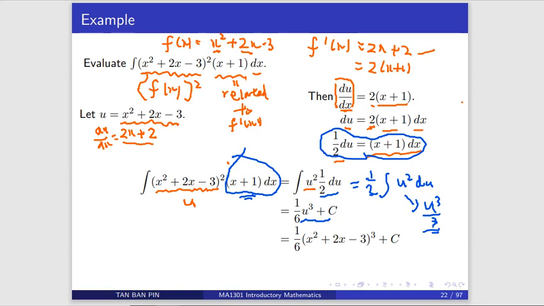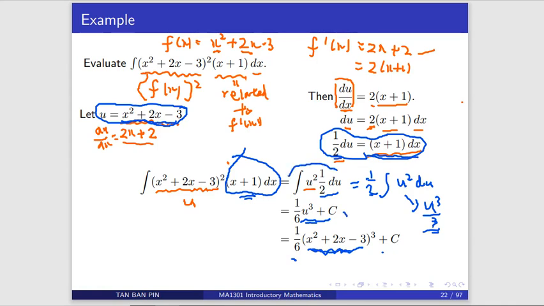And finally, you just replace u back by x squared plus 2x minus 3. Remember, you let u be x squared plus 2x minus 3. So u cubed is replaced back by x squared plus 2x minus 3 cubed, and 1 over 6 and plus c. So that will be the final answer. So you'll find that when you do integration by substitution, after you let u be x squared plus 2x minus 3 and replace x plus 1 dx by half du, you get something very simple to integrate.